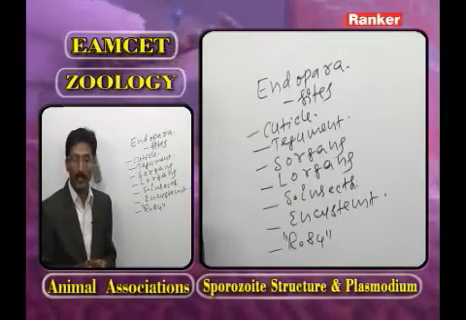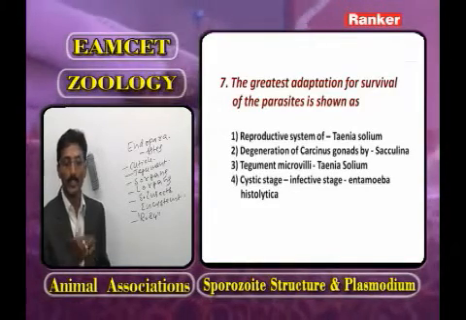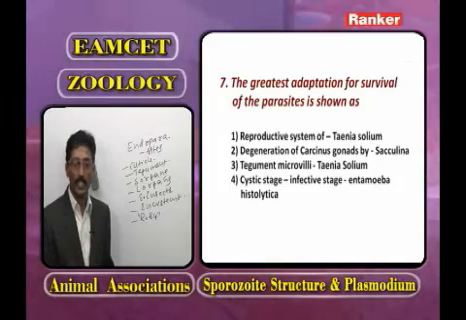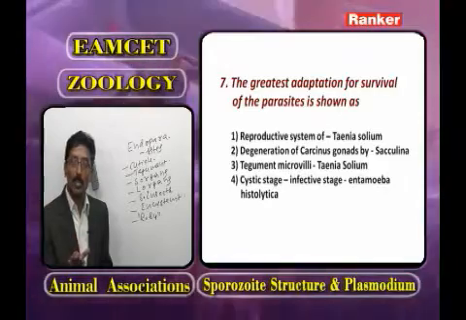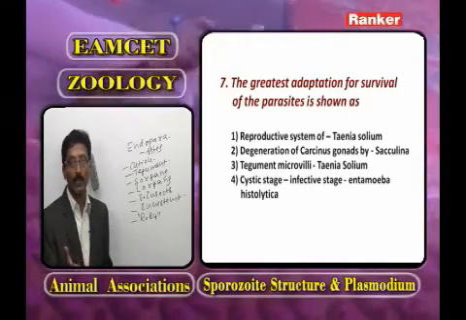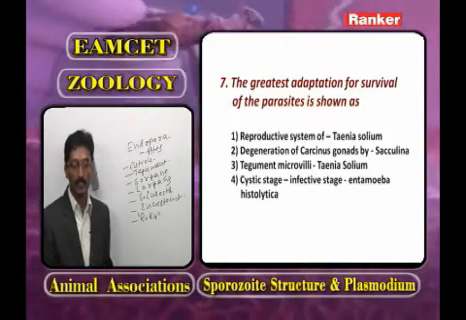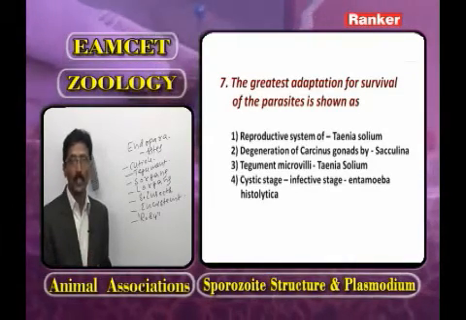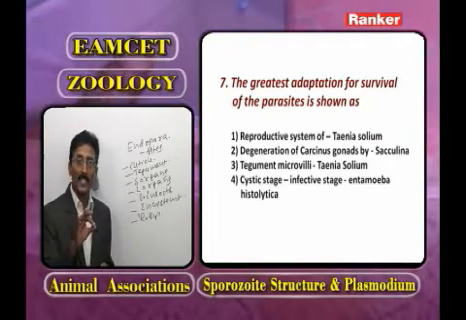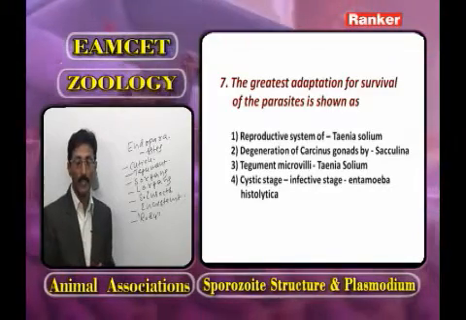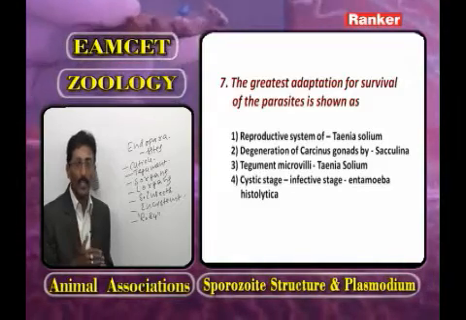Now based on this information, the greatest adaptation for the survival of the parasite is shown as: one is the reproductive system of Taenia solium. Second, degeneration of carcinous gonads. What is meant by carcinous? A type of crab. Bisexualina, that is an example of parasitic castration. The third one is tegument microvilli. In Taenia solium, the body is covered by tegument. The tegument microvilli increase the area of the absorptive surface. And the fourth one is the cystic stage is the infective stage of Entamoeba histolytica.